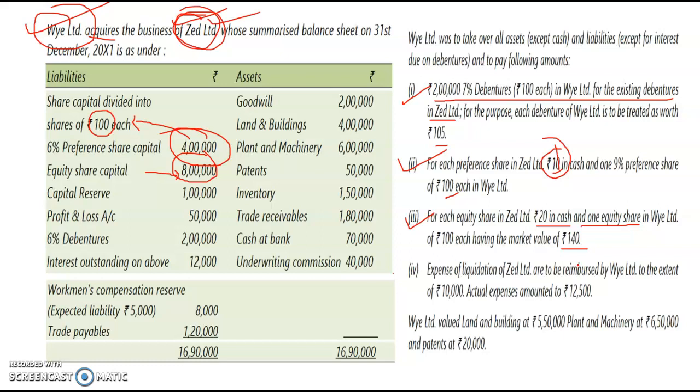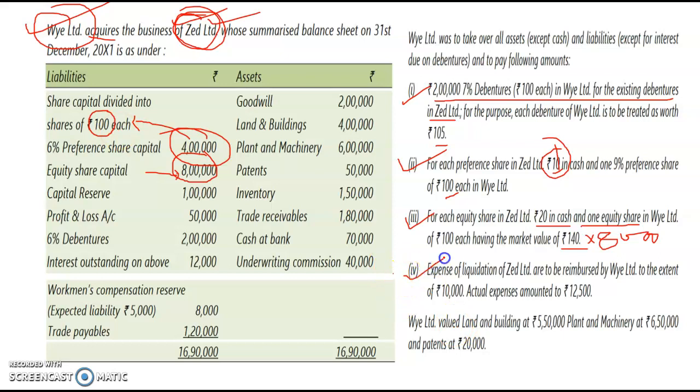So one part is 1 lakh 60,000 in the form of cash, and 11 lakh 20,000 we got by multiplying 140 into 8,000, and we got 8,000 by dividing 8 lakh by rupees 100.